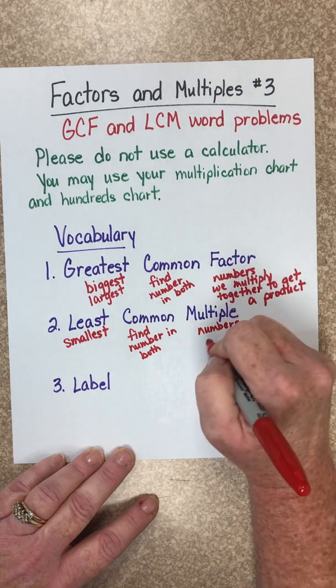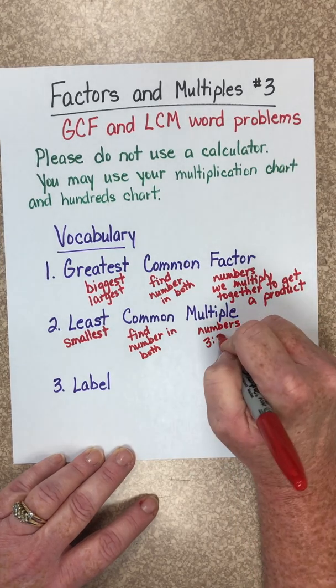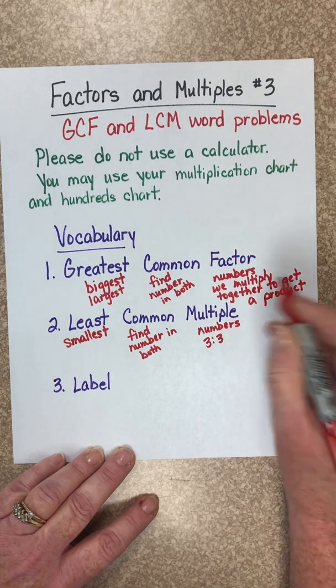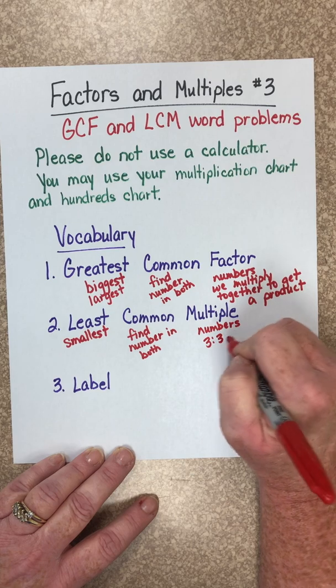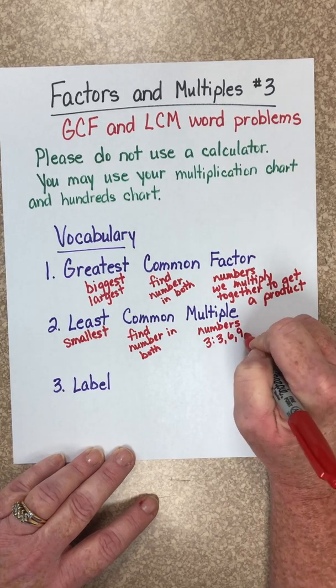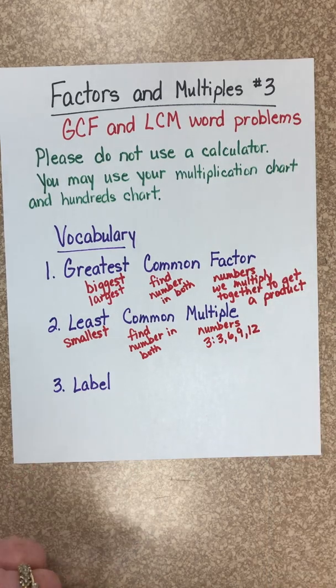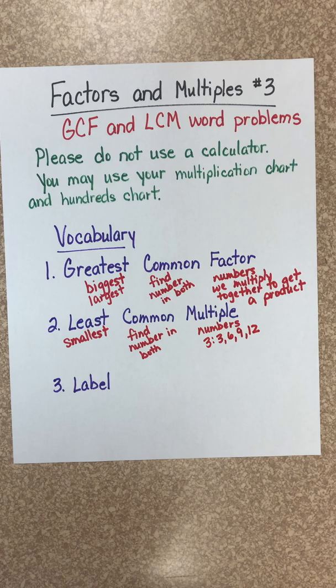So what I mean by that is, let's say we take 3 and the multiples of 3 would be 3 and they keep increasing by 3, or multiplying, like 1 times 3, and 2 times 3 is 6, and 3 times 3 is 9, and 3 times 4 is 12. So they keep increasing by 3s. Those are multiples.